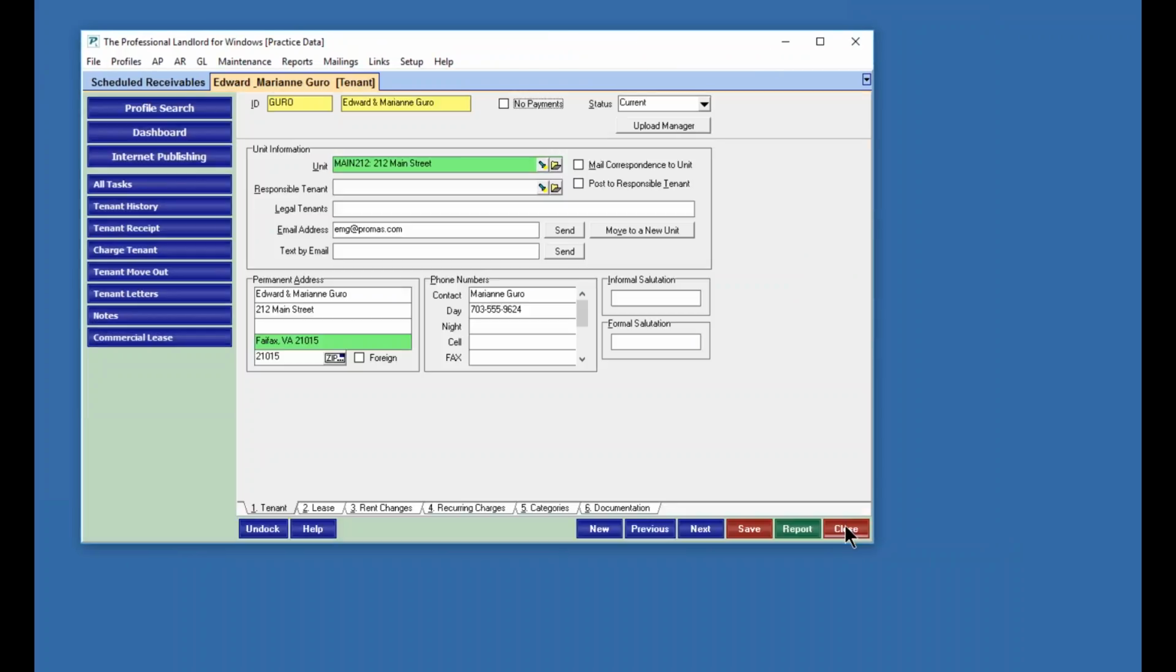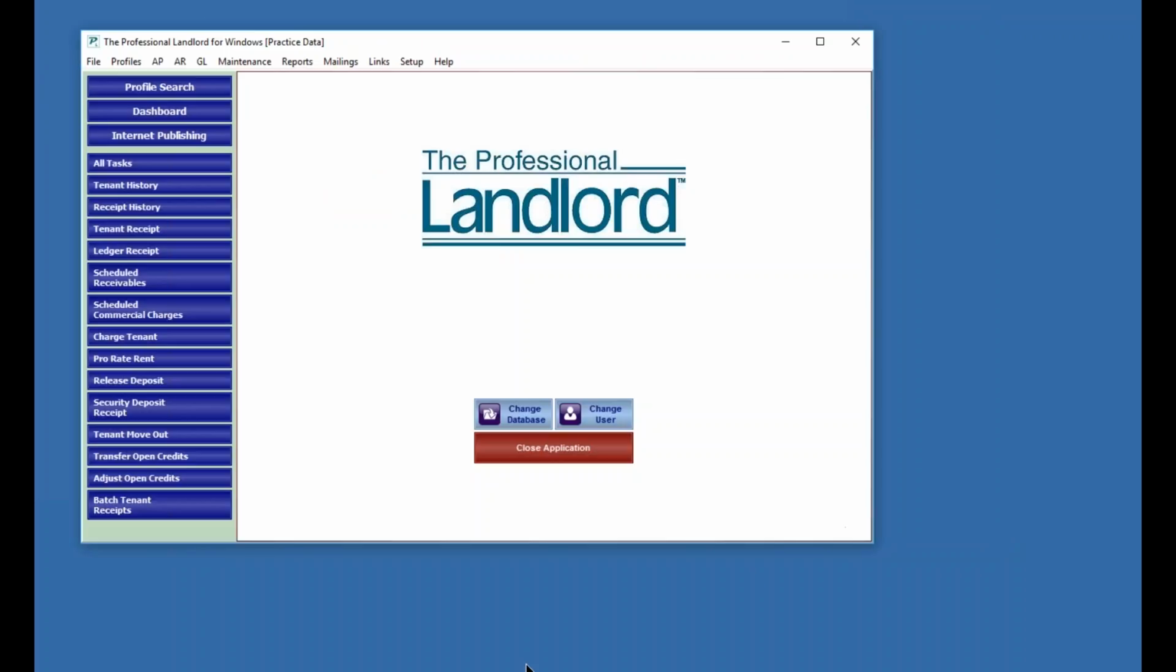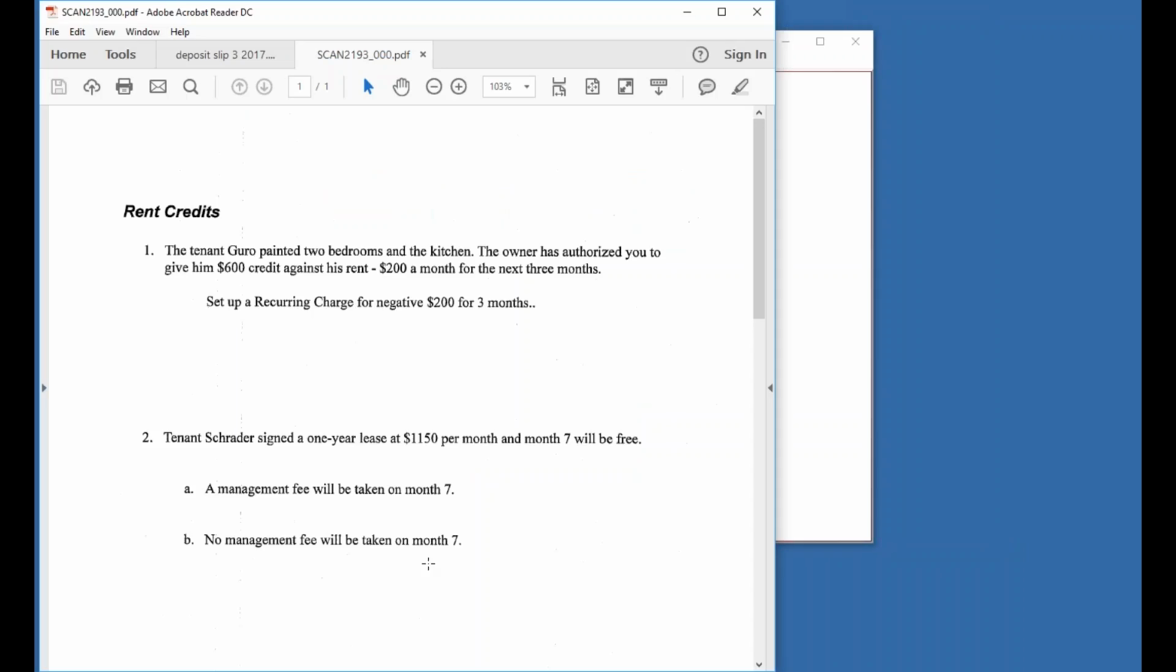All right, the next example we're going to use is the second exercise. Tenant Schrader signed a 1-year lease at $1,150 per month. Month 7 is going to be free. It doesn't make any sense to give month 1 free, because if you're giving a free month's rent, the tenant could leave after the first month and he hasn't paid any rent. So we're giving month 7 as a free month as an incentive for the tenant to rent.